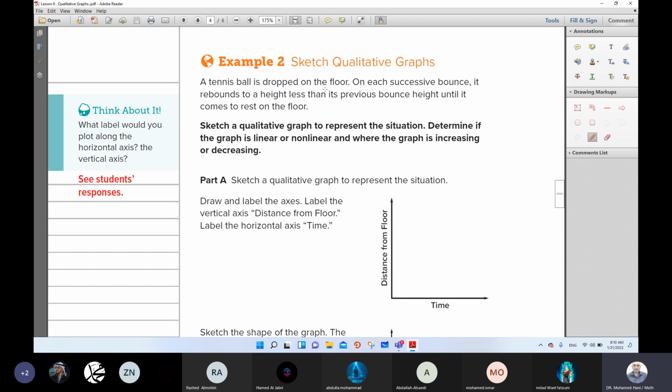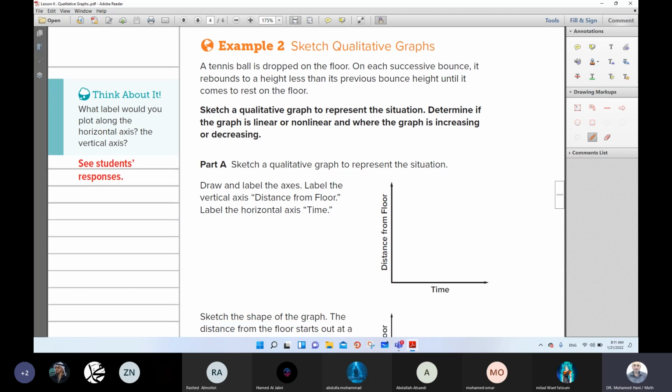Sketch qualitative graphs. A tennis ball is dropped on the floor. On each successive bounce, it rebounds to a height less than its previous bounce height until it comes to rest on the floor. Sketch a qualitative graph to represent the situation. Determine if the graph is linear or nonlinear and where the graph is increasing or decreasing.